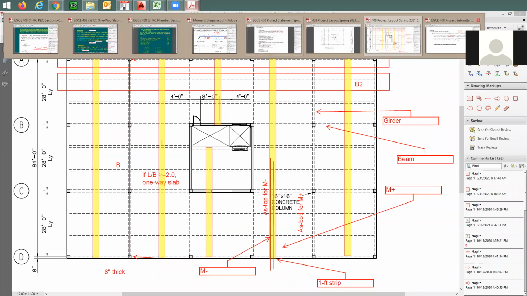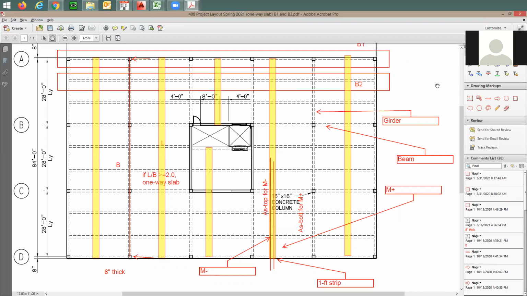Can you explain again how you came up with the 8 inches thick? This is an estimate, but I'd like to have kind of an educated guess or estimate, right? So I know that the span of this slab is about 9 feet. Do you agree? Yes or no? Yeah, yes, it's about 9 feet.